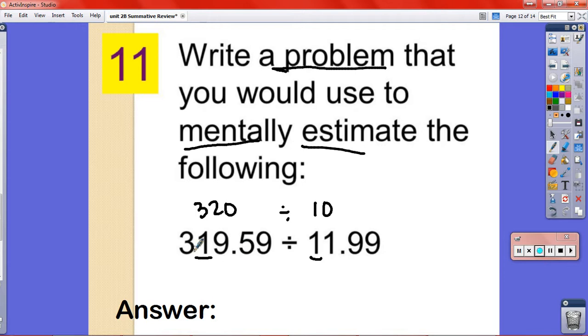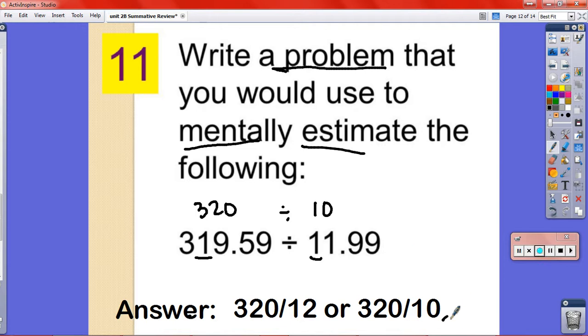You could also round to 320 divided by 12, but that's not as easy to solve mentally. Or you could do 300 divided by 10. So there's lots of choices here. 300 divided by 10. Lots of choices. Pick one.